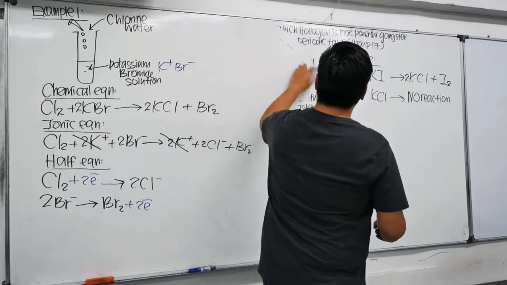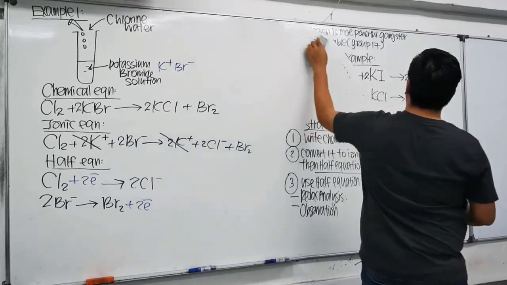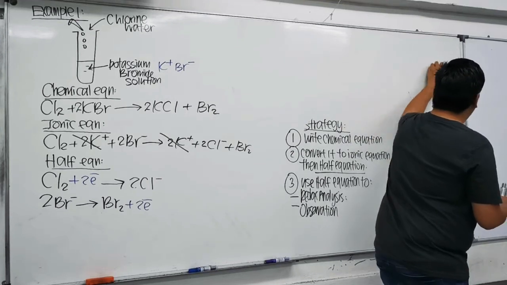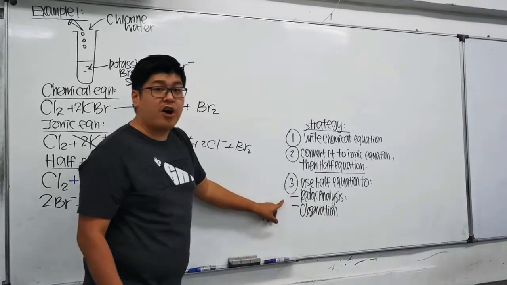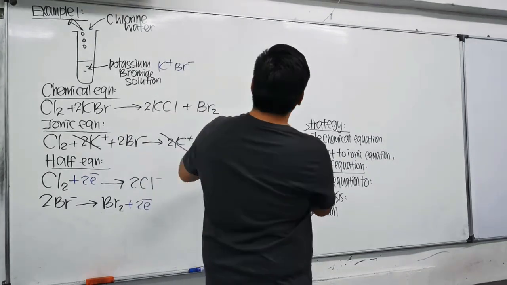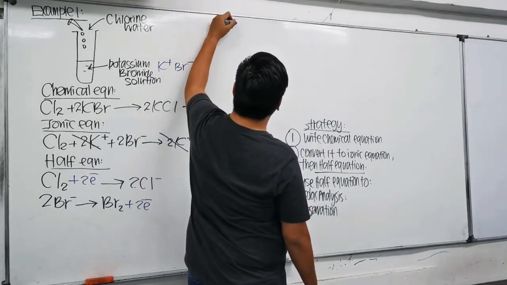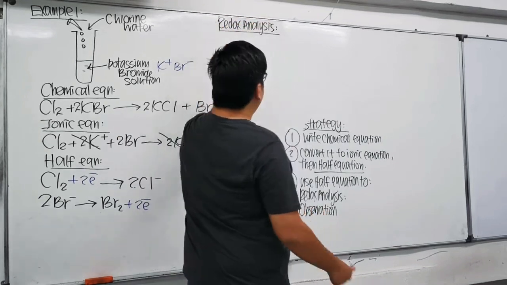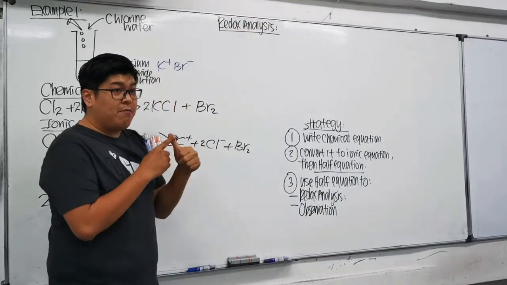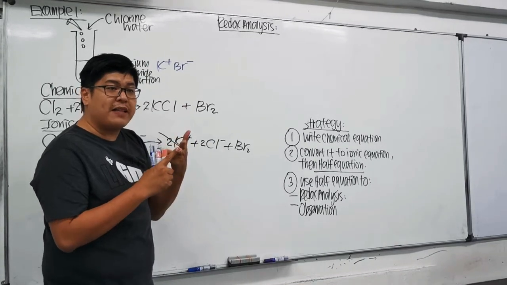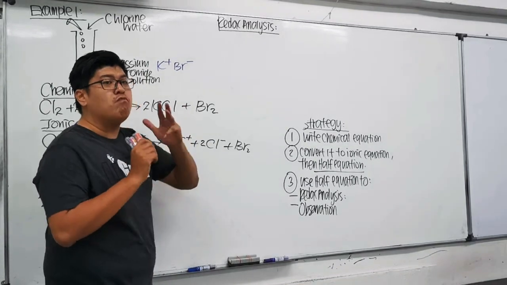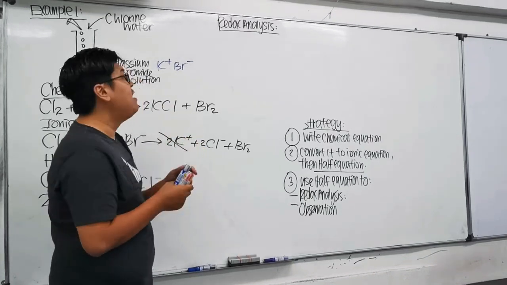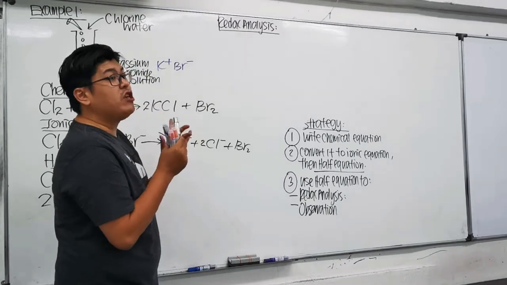Now we will try to use the half equation that we obtained to do a redox analysis. So what is redox analysis? Redox analysis means apple to apple comparison. In SPM, there are a total of 4 methods we learned before: oxygen method, oxidation number method, electron method, and hydrogen method. The ones that you must know are oxidation number and electron. Must know. Clear?